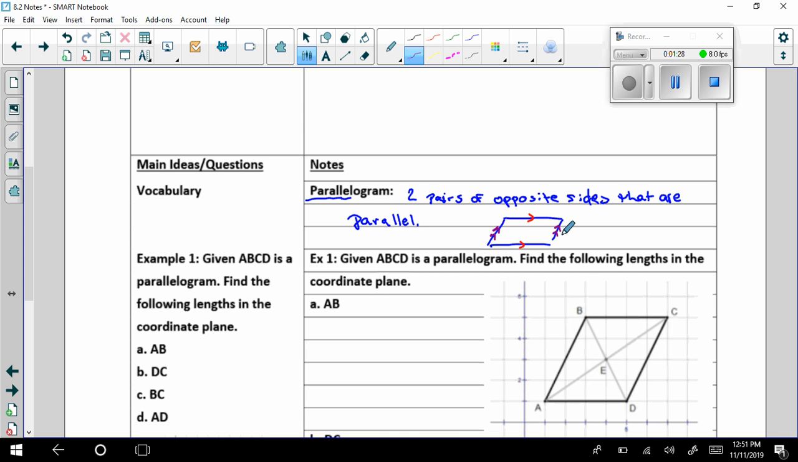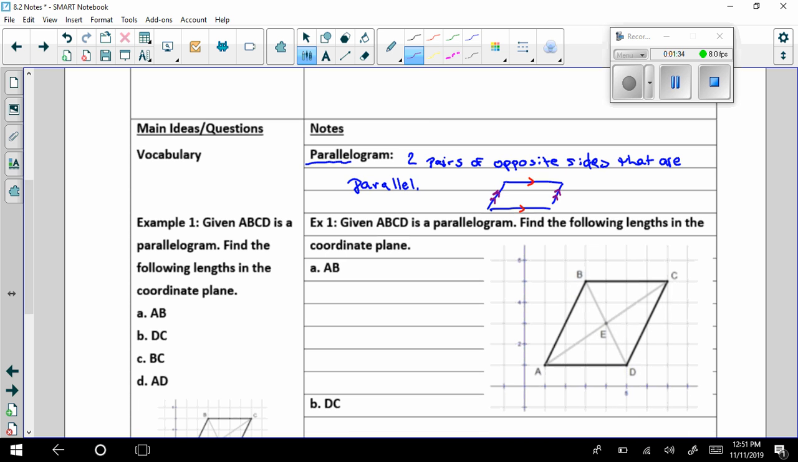So just like with the arcs or the tick marks for congruency, we increase the number of little arrows or carets on our sides to show parallelism. And also knowing that it is a quadrilateral.